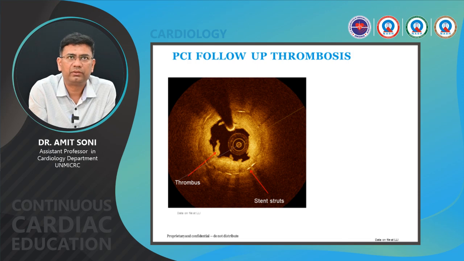PCI follow-up, thrombosis. So within the lumen you can see there is a bright high backscattering. So this is suggestive of thrombus. And you can see the stent struts.